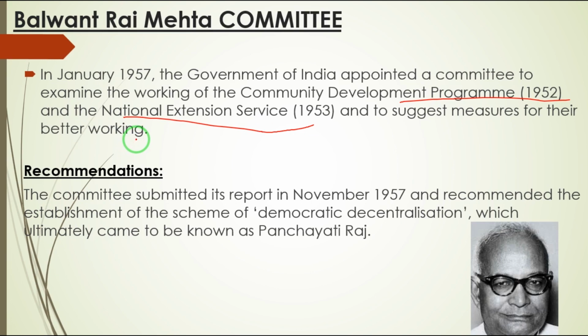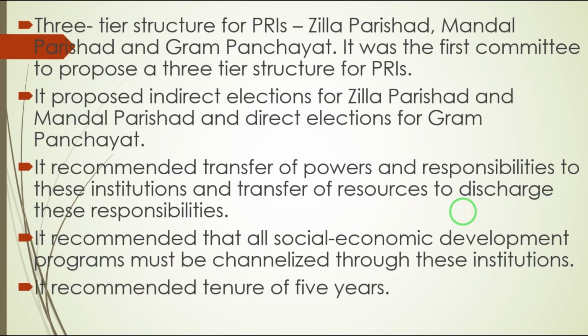The recommendations made by the Balwant Rai Committee include: the committee submitted its report in November 1957 and recommended the establishment of a scheme of democratic decentralization, which ultimately came to be known as Panchayati Raj institutions. The Balwant Rai Committee made these recommendations: a three-tier structure for PRIs, Zilla Parishad, Mandal Parishad and Gram Panchayat. It was the first committee to propose a three-tier structure of Panchayati Raj institutions in India.